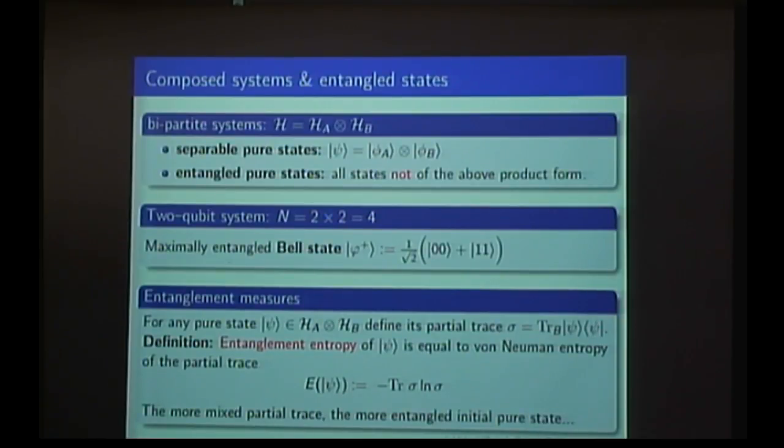Because if the state is a product, the partial trace is still a pure state, its entropy is zero. And for the Bell state, the partial trace is maximally mixed. We do not know anything about it, and the entropy is maximal. So in short, the more mixed the partial trace, the reduced density matrix, the more entangled the initial pure state.